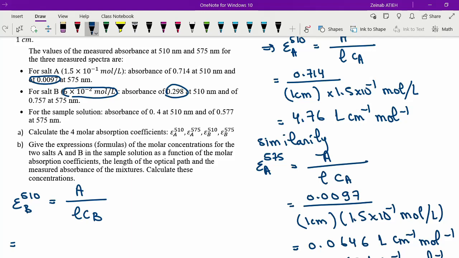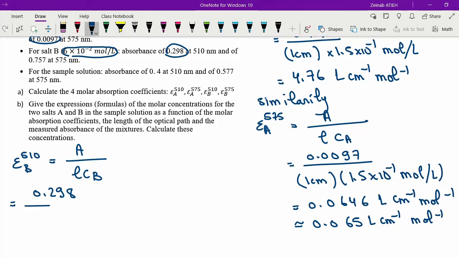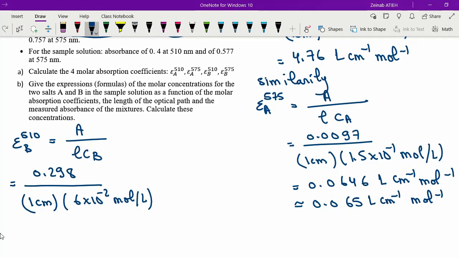So it's 0.298 over 1 centimeter, 6 times 10 to the power minus 2 mole per liter, and we will arrive at the final answer, which is 4.966 liter centimeter minus 1 mole minus 1.